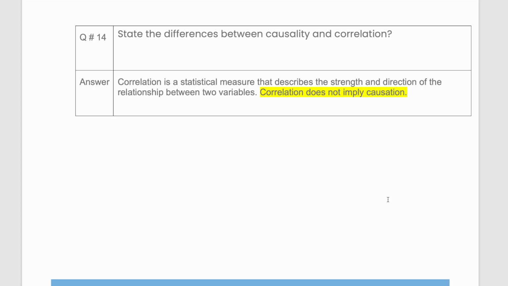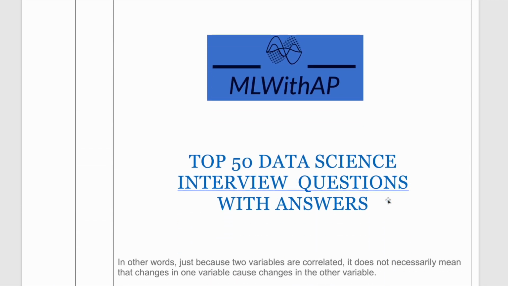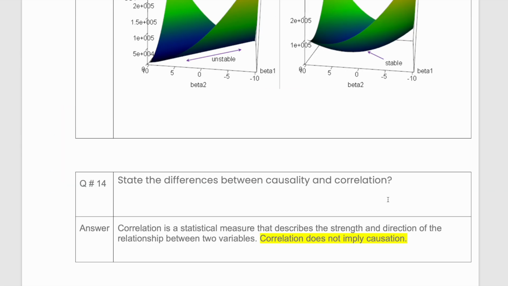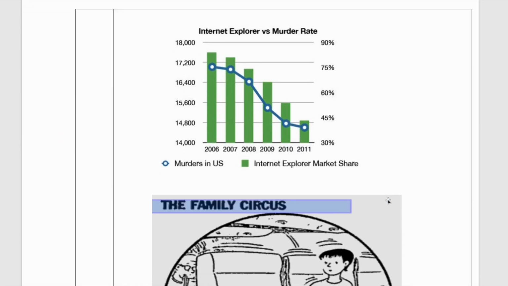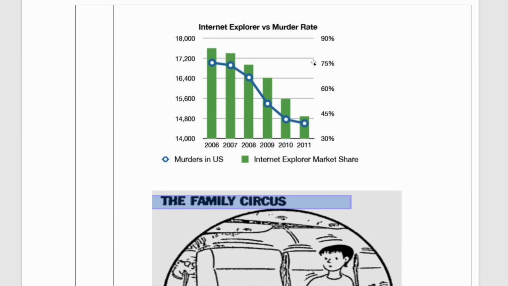Sometimes two variables are correlated with each other for no obvious reason. There is no causation involved. There is no cause and effect involved over there. Let's see with an example. Okay, here, this one. This is the figure which I have taken from the internet. If you see over here, the rate of murder in the US, and on the right side, the Internet Explorer market share.